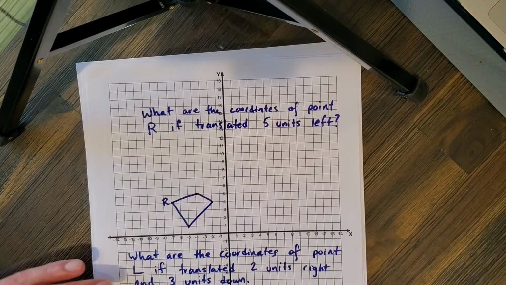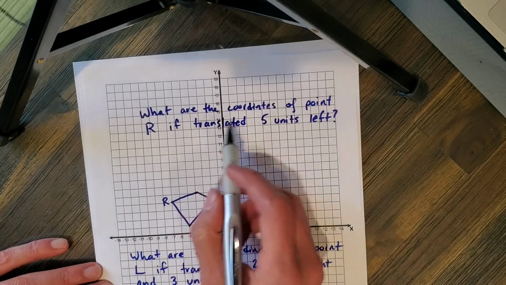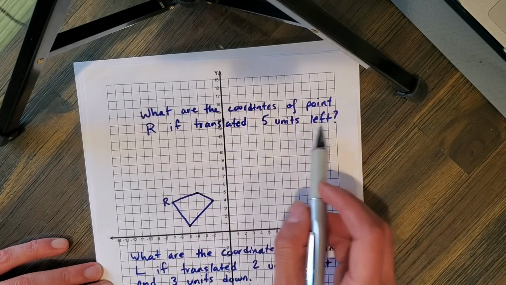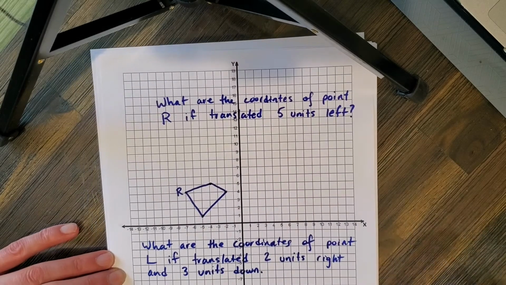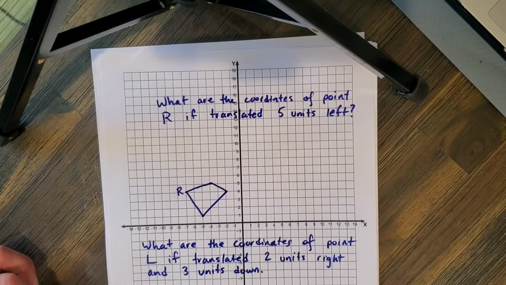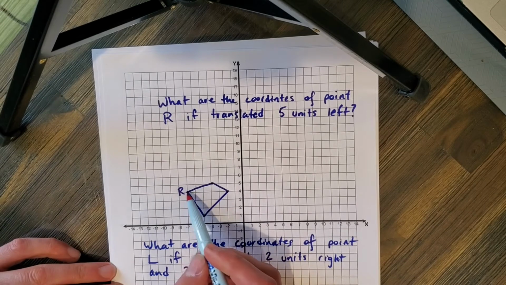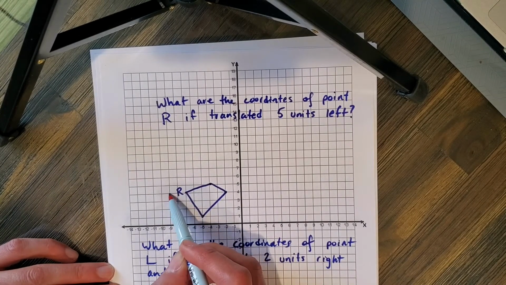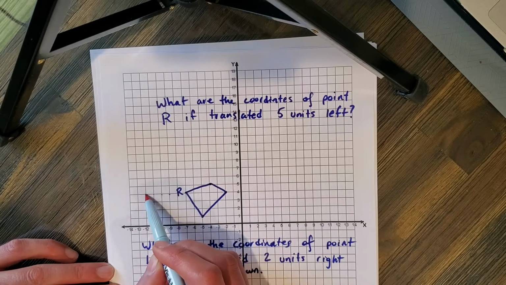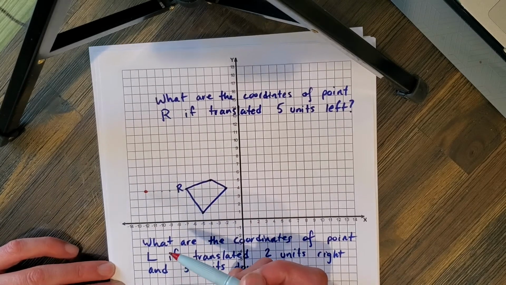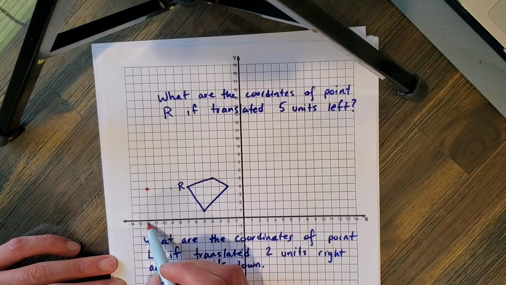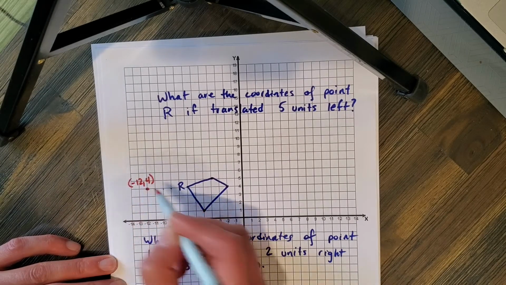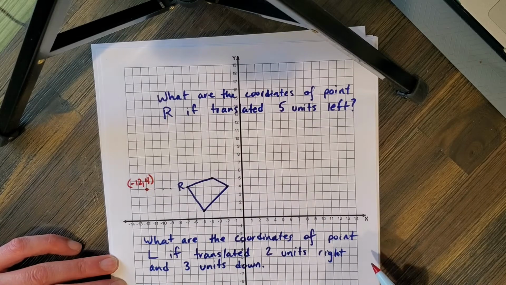Okay. Let's end with these two here. It says here, what are the coordinates of the point R? There's point R. If translated 5 units left. So now we're only going to the left. So if I have point R right here and I go 5 to the left, all I have to do is count 1, 2, 3, 4, 5. So that would be my new point there. What would it be? Negative 12, 4. So that would be my answer for this problem here.